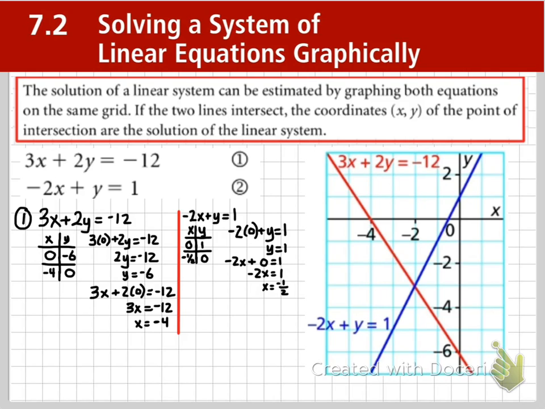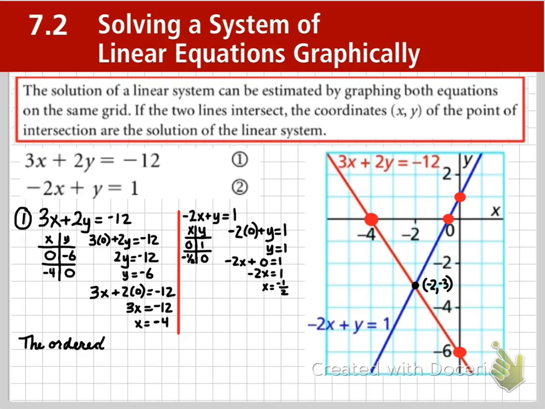Now to plot those points on the grid, you'll notice the first point, here's our graph, is if x is 0, y is negative 6. And if x is negative 4, y is 0. And the y-intercept and x-intercept for the other graph are going to be at (0, 1) and (negative 1 half, 0). Now, if we find the point of intersection, you will notice that it's when x is equal to negative 2, y equals negative 2.